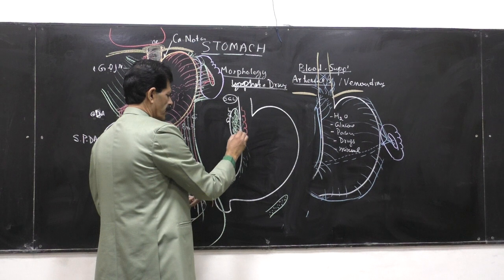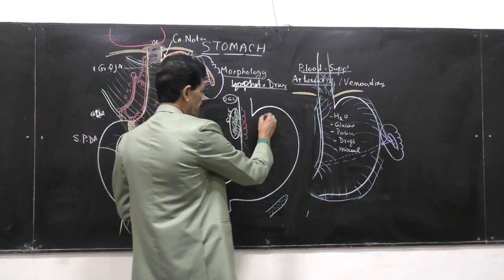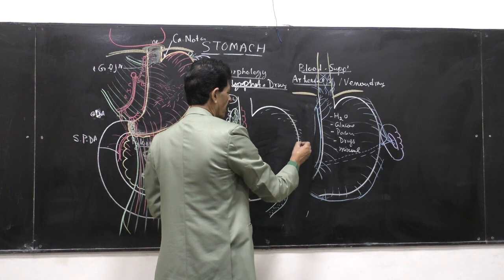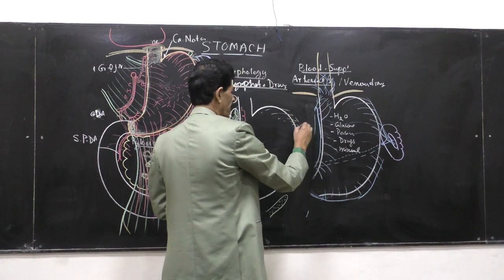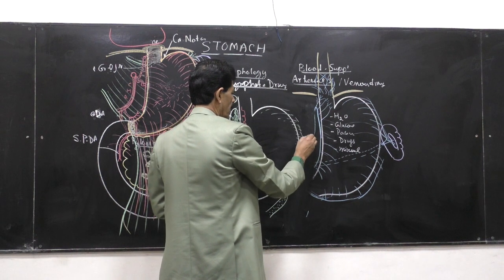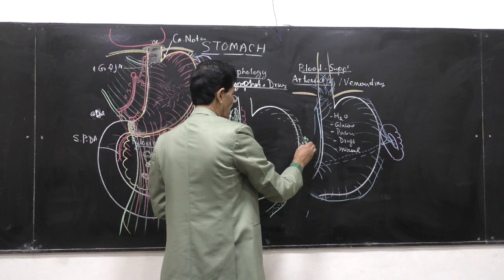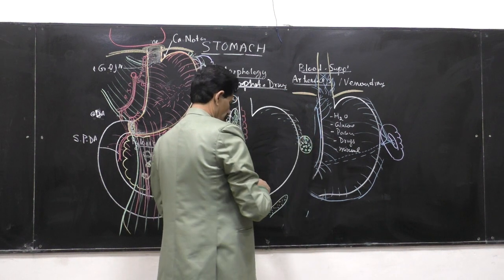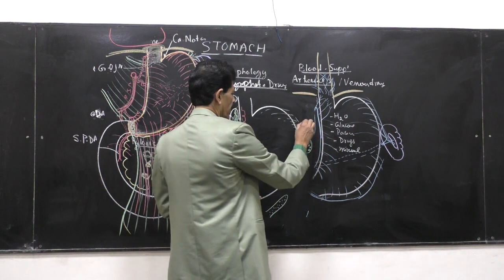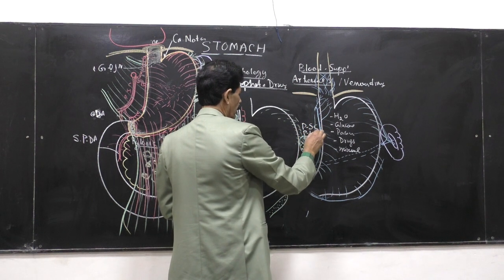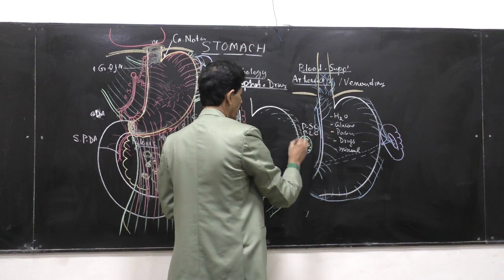mucosa in this area. Then in the area of the fundus, these lymphatics accompany the short gastric vessels, veins and arteries, and they are present in the hilum of the spleen. As the hilum of the spleen is also draining the pancreas, they are collectively called the pancreatico-splenic group, or the pancreatico-renal group also. So this is the second group.